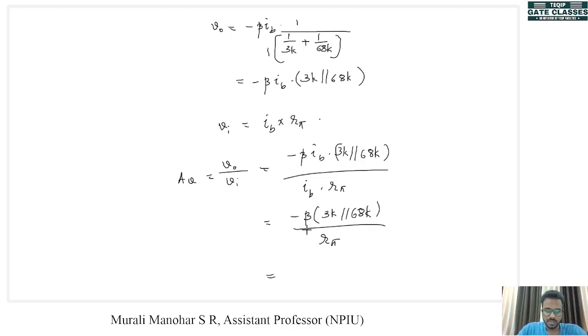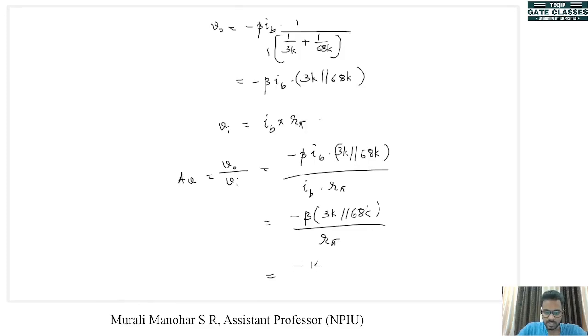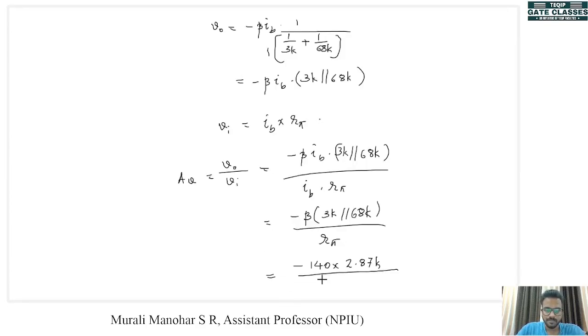Okay. So beta is 140. So this is minus 140 into 3K parallel 68K, which is 2.87K, divided by R pi, which is 1.34K. Now this will be equal to 299.85. There is a minus. So minus 299.85 is the value of AV, the voltage gain.